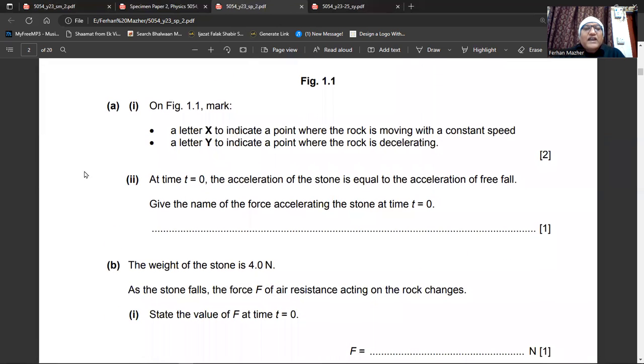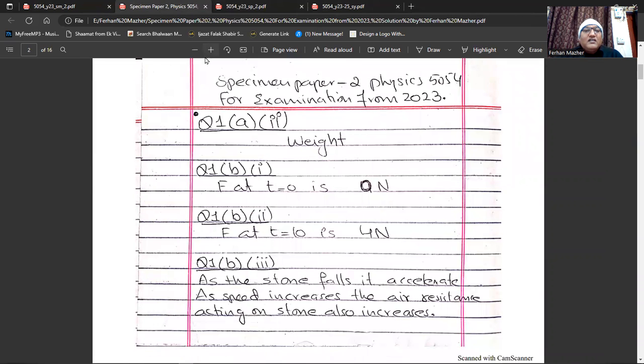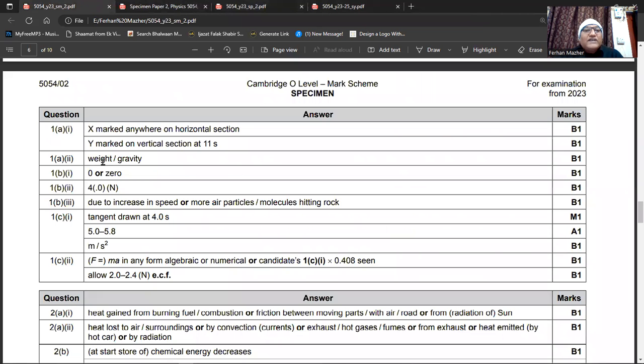Okay, the next question. At the time t equals to 0, the acceleration of the stone is equals to the acceleration of the free fall. Give the name of the force accelerating the stone at t equals to 0. When the time is 0, the only force acting on the stone is its weight, or you can say the gravitational attraction of the earth. So I can say weight. So you can see I've written weight. You can say weight or you can say gravity.